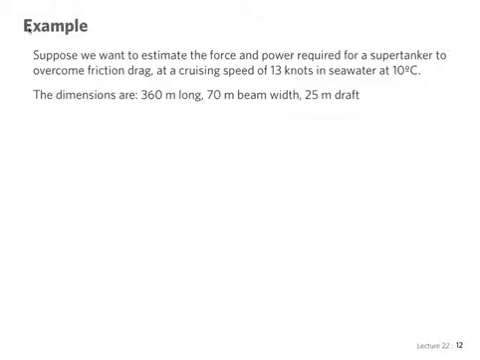We want to estimate the force and power required for a supertanker, a very, very large flat ship that carries cargo, or I guess oil, to overcome friction drag at a cruising speed of 13 knots in seawater. And the dimensions are given there as 360 meters long, 70 meters beam, and 25 meters draft.